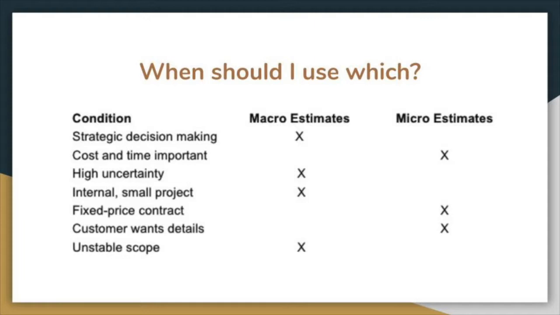And bottom-up can be better for when you know that your cost and time is an important aspect of your project. The customer wants details of the scope, and it's a fixed price contract, so you want to make sure that your customer has a full knowledge of the entire aspect of the project. Whereas top-down is better if you're trying to do strategic decision making. So if you're deciding what project to pursue, or you're not sure of the scope, or it's just a small internal project, those are better for those.